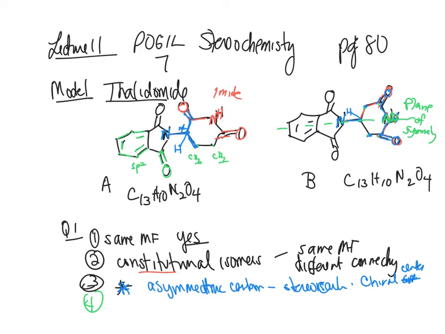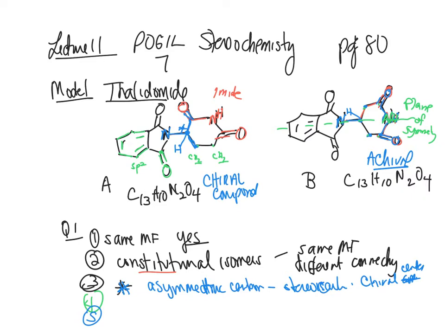Number 5, based on your answer to number 4, which of the above structures are a chiral compound? So A is a chiral compound. And that would mean this compound is achiral, okay, because there's a plane of symmetry.